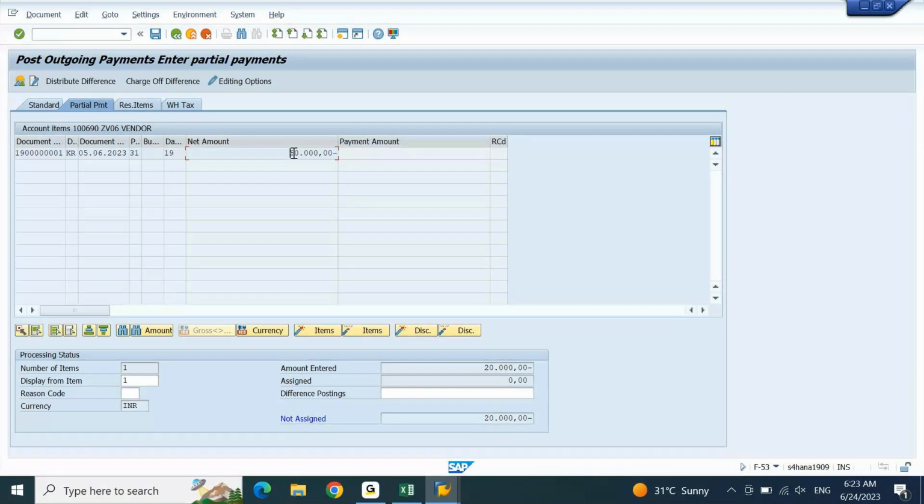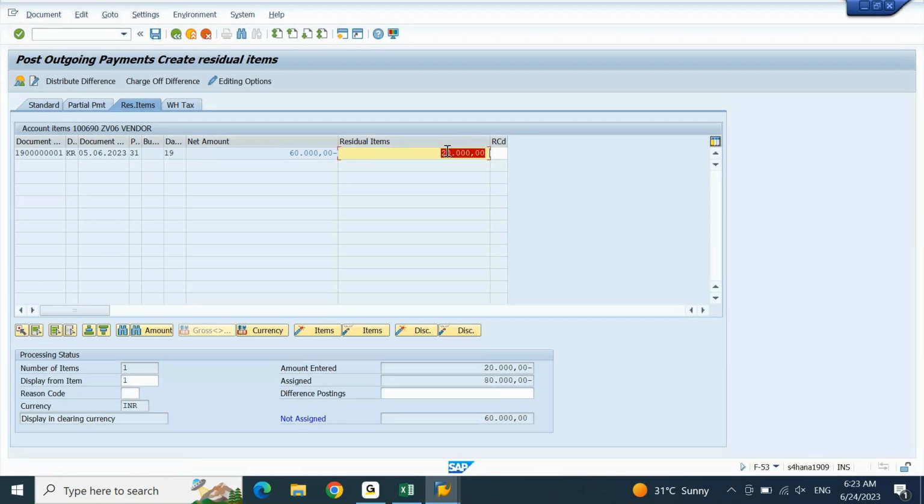Let me go to residual payment now. In partial payment, whatever I did, I will do it here. I'll put 20,000. I did not put any plus or minus symbol. Here also I am not putting any symbol. I'll press enter. The moment I press enter, there is a warning message appearing, alerting me to input a positive or negative sign. I ignore the warning message. Let me press enter.